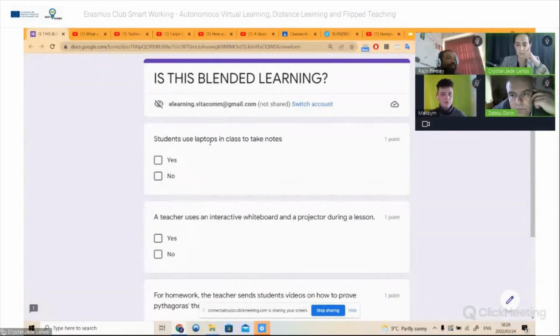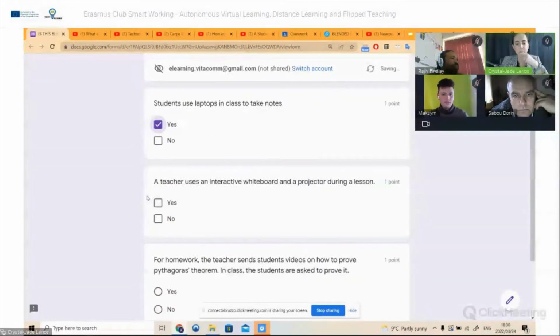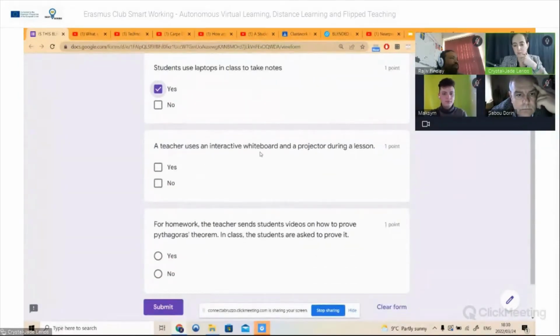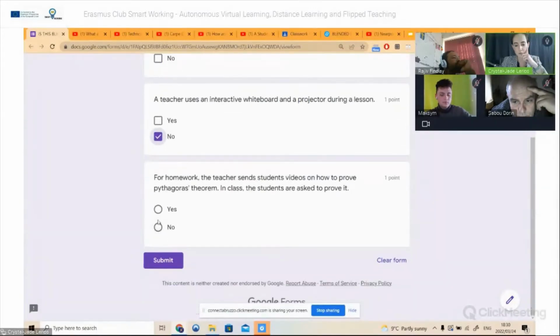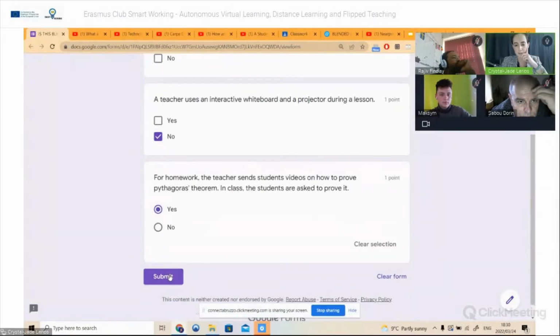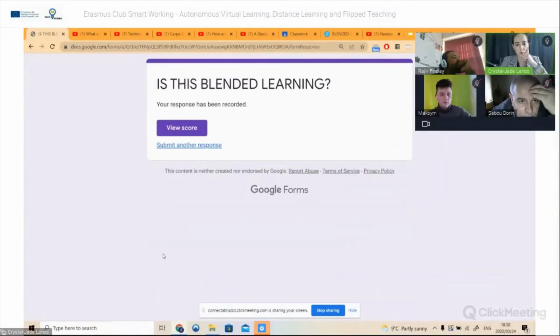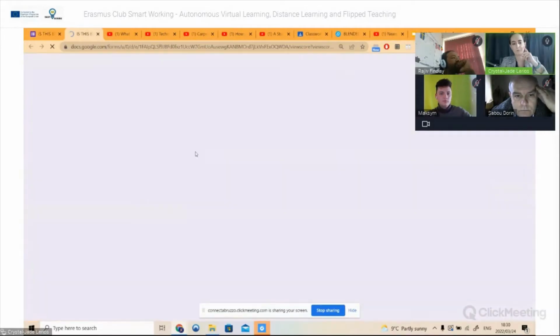Students use laptops in class to take notes. I think the majority of you said yes, it's blended learning. A teacher uses an interactive whiteboard and projector during a lesson. Most of you for this one said yes. So I'm just going to submit, because this is through a Google form that's attached to an LMS, which is Google Classroom.